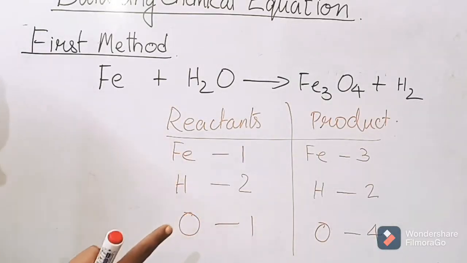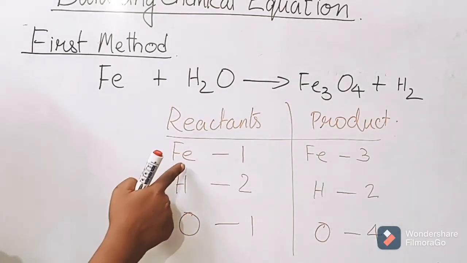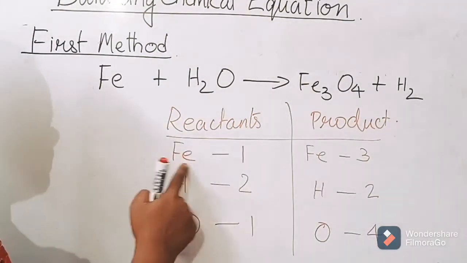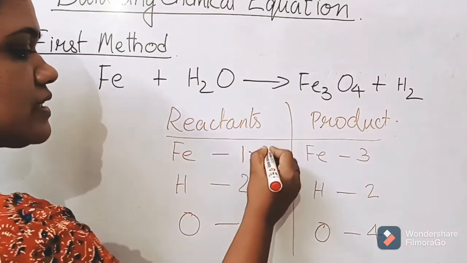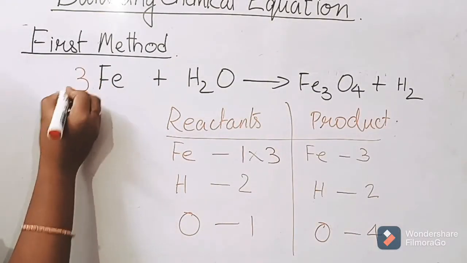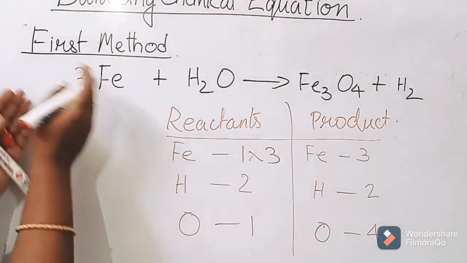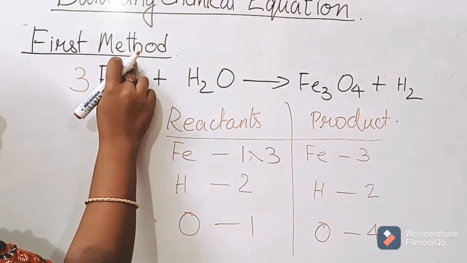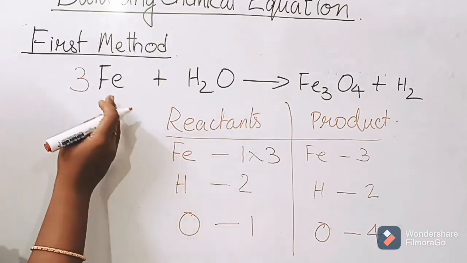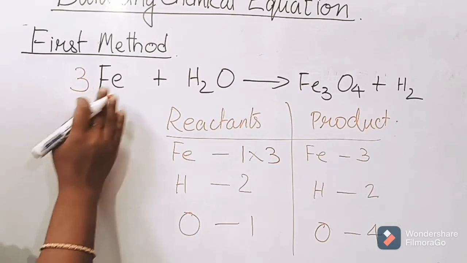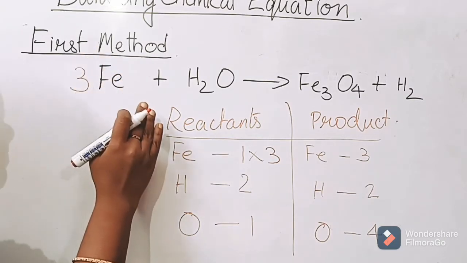Now the next step is to compare each atom. Here Fe is 1, here Fe is 3. So we will multiply this Fe with 3. And we will write 3 here on the left hand side of the atom. Never write below or above or on the right hand side. We have to write on the left hand side. Okay, don't disturb this atom.